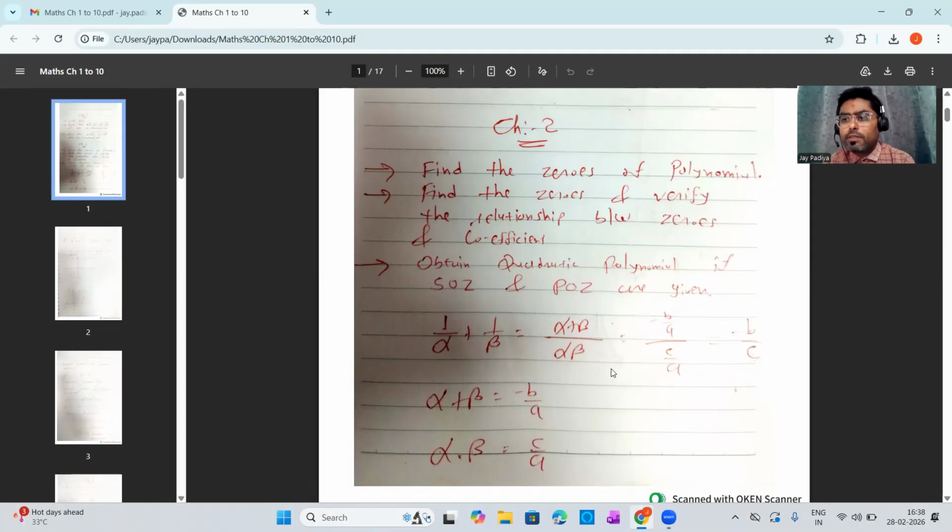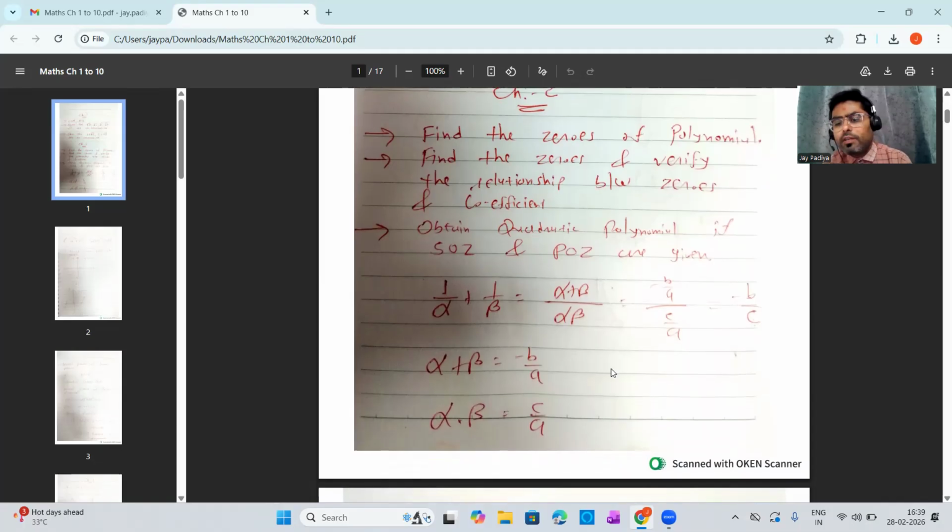Another, they may ask you to find the zeros of the polynomial and verify the relationship between the zeros and the coefficients. It means, from the first topic, whatever we have done, from that you have to find the sum of the zeros and the product of the zeros, right? And compare it with minus b by a, which is the sum of zeros, and c by a, which is the product of zeros. Okay.